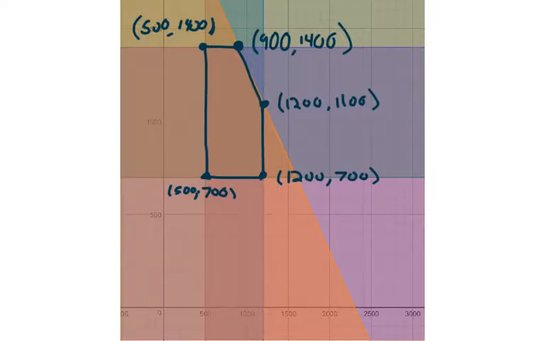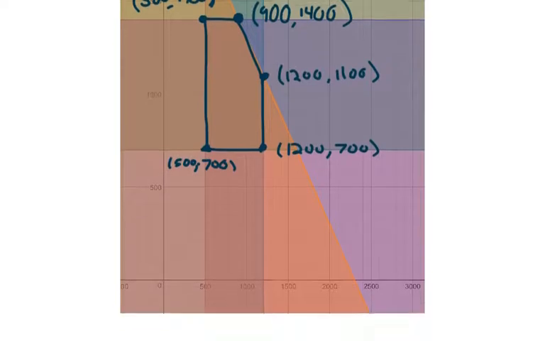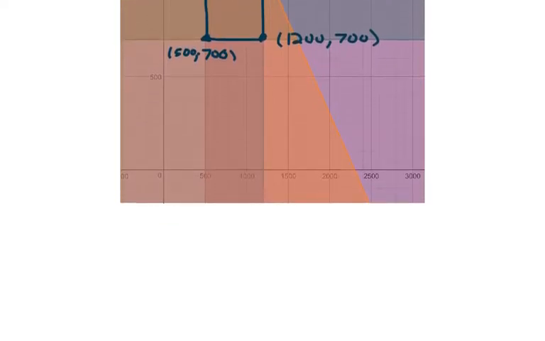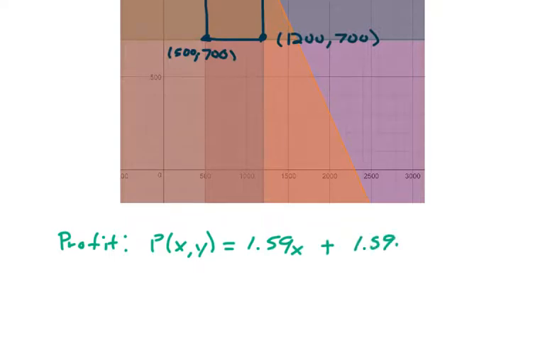Now we need to figure out what our profit is going to look like. What is our profit equation going to be? Well, it says that the widgets and gadgets, both of them are sold for $1.59 a piece. So the profit of x comma y is equal to, well, we're going to charge $1.59 for each widget, and we're also going to charge $1.59 for each gadget. So 1.59x plus 1.59y. That's it. That's our profit equation.